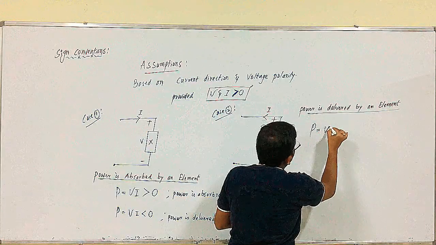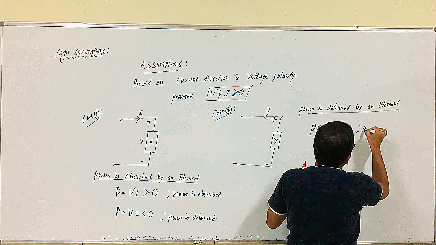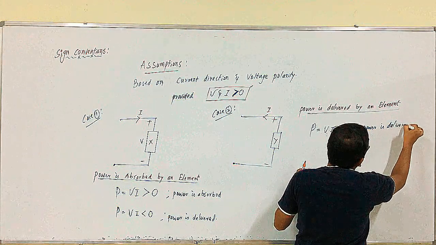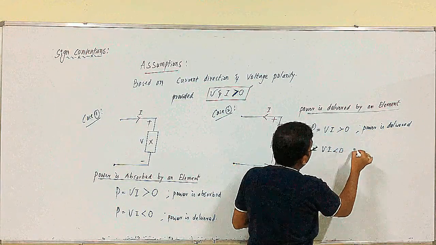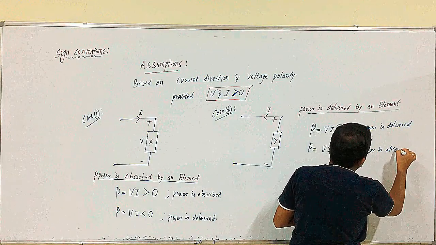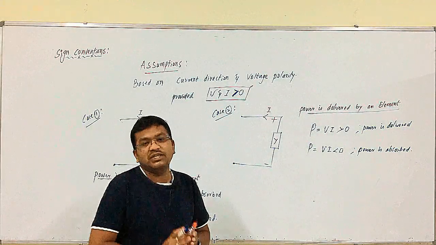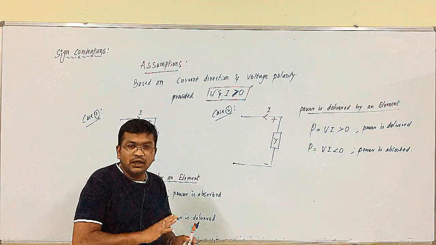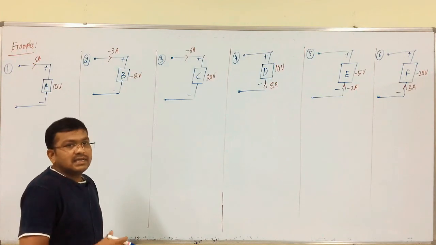Therefore, power is equal to V into I, which is more than 0, then the power is delivered, otherwise the power is absorbed. V I, if it is less than 0, power is absorbed. These are very, very important observations. So, based upon these observations, we have to get the answer in numerical problems. Now, we have to discuss some examples regarding the sign conventions.